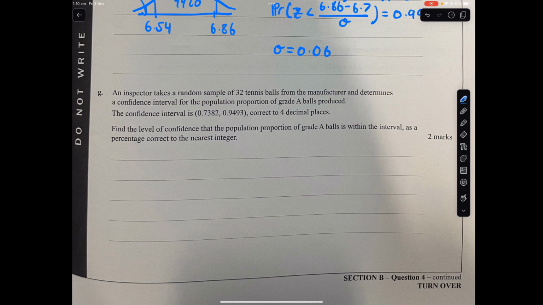An inspector takes a random sample of 32 tennis balls from a manufacturer and determines a confidence interval for the population proportion of grade A balls produced. The confidence interval is this, correct to 4 decimal places. Find the level of confidence that the population proportion of A balls is within the interval, as a percentage, correct to the nearest integer. So we're just trying to find if it's 95 or what kind of percentage.